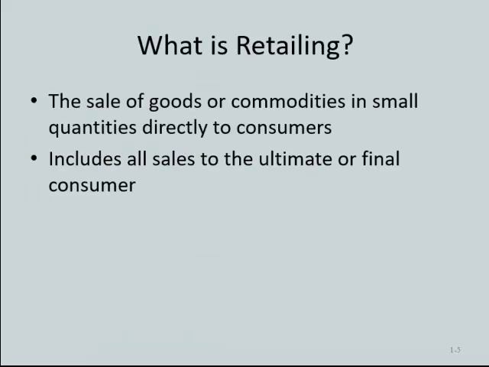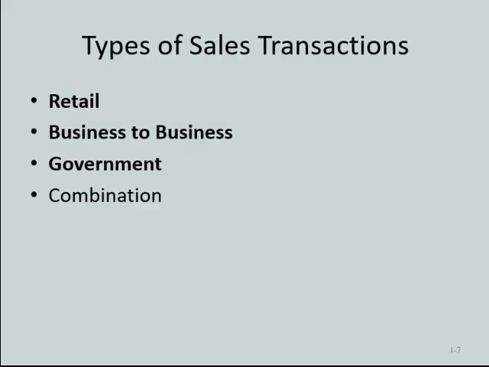The first thing I want to talk about is what is retailing, and it's the sale of goods in small quantities directly to consumers. It's very straightforward, but it's important to differentiate the types of sales transactions. You have business to business, which is also known as B2B. You have business to consumer, which is the traditional retail style.